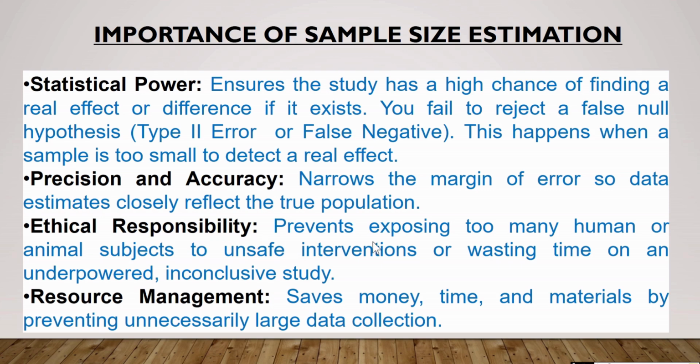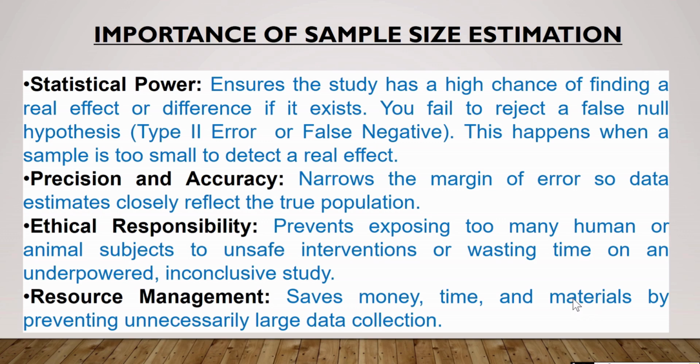Then ethical responsibility. It prevents exposing too many human or animal subjects, in case you are doing biological research, to unsafe interventions or wasting time and resources on an underpowered, inconclusive study. So a study must have sufficient power. The data should be there to give sufficient power to the statistical test to detect a true effect, right? Then resource management: it saves money, time and materials by preventing unnecessarily large data collection.